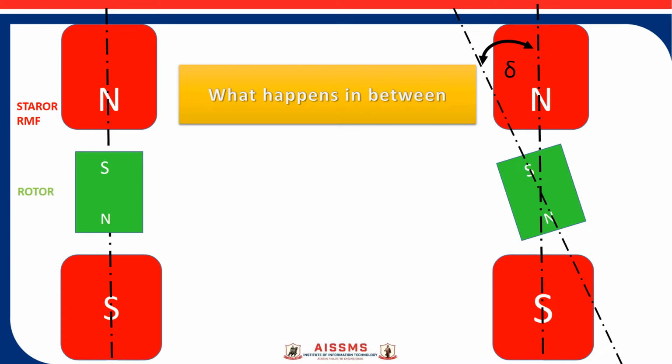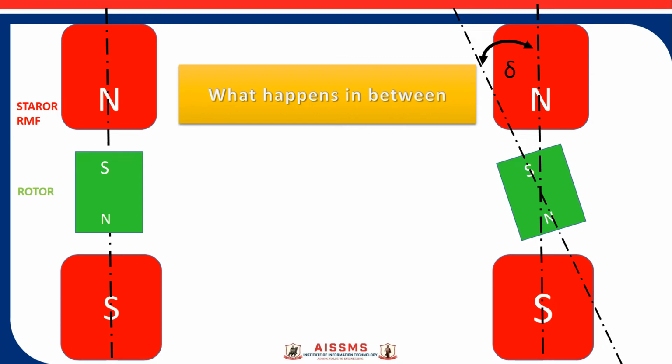As shown in the slide, the stator rotating magnetic field and rotor are aligned properly. This is perfect magnetic locking. As we know, the motor works on magnetic locking principle. So the stator rotating magnetic field and rotor, their magnetic axis are coinciding. The stator N pole is facing rotor S pole on the upper side, and rotor N pole is facing stator S pole on the downside. So there is perfect magnetic locking, and due to this the motor runs, and it runs at synchronous speed.